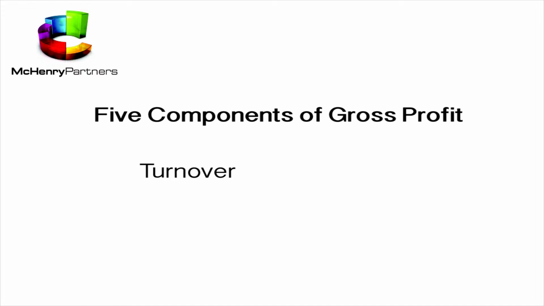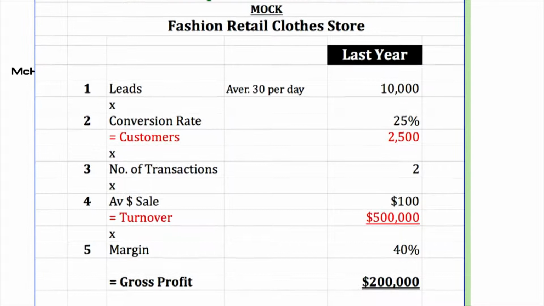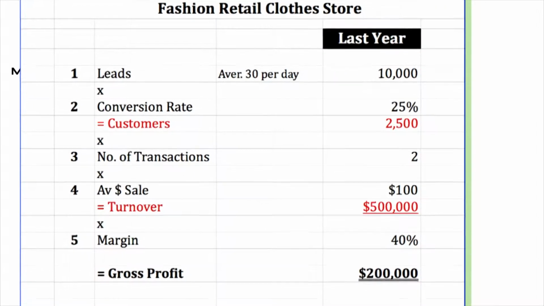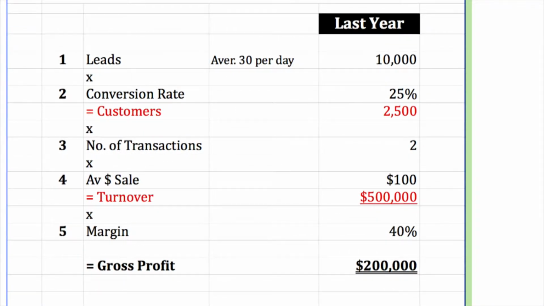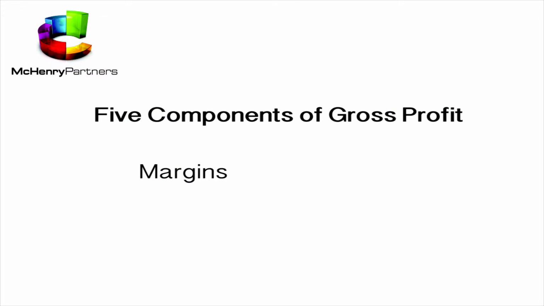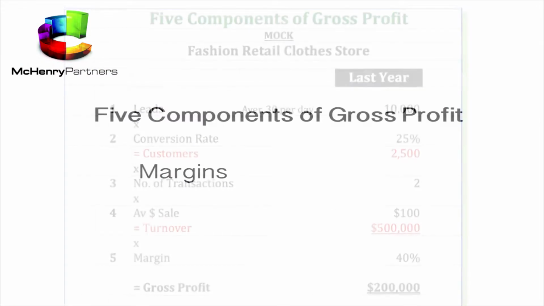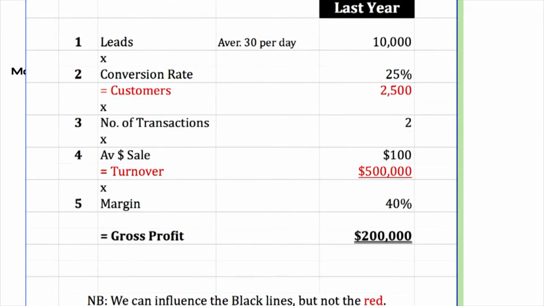Turnover. So by multiplying the number of customers by the number of times on average they buy per annum, then multiplying by the average amount they spend with you each time, equates to your turnover. Put simply, customers by transactions by average dollar sale equals turnover. And in MOC's situation, this has generated sales of $500,000.